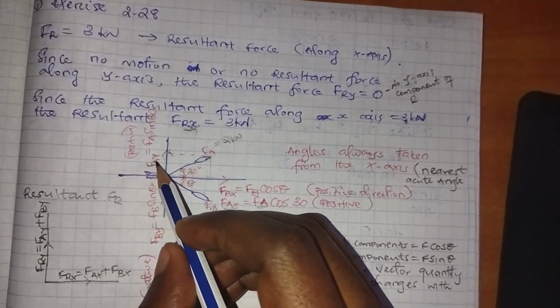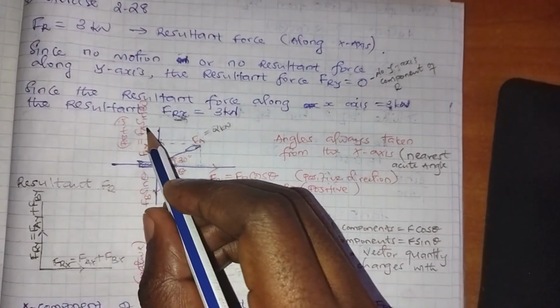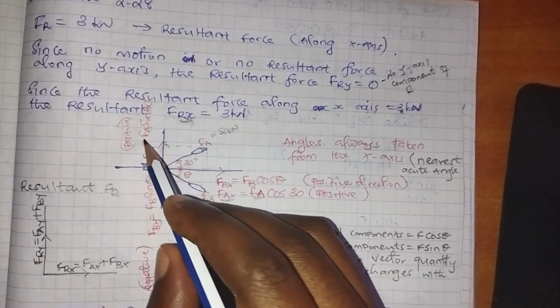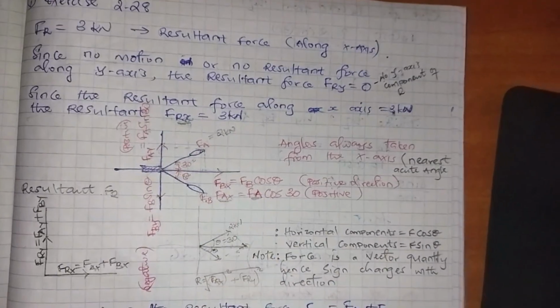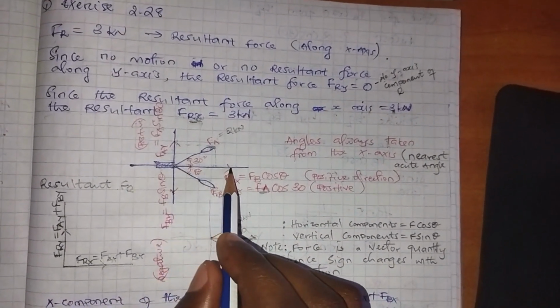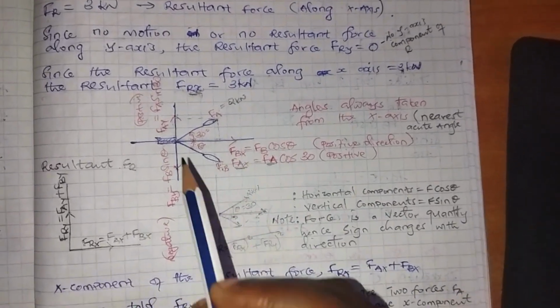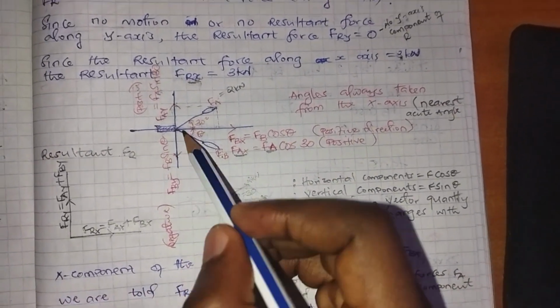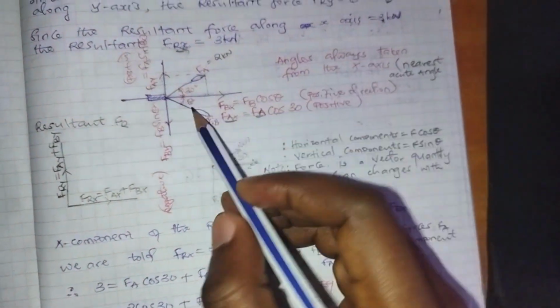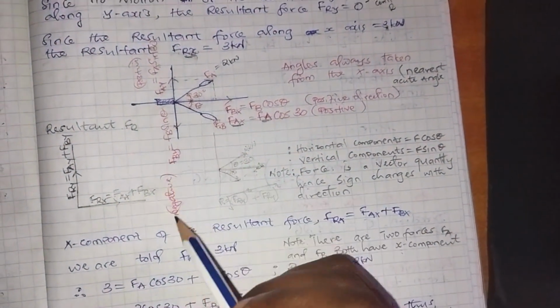So Fay is given by Fa multiplied by the sine of this angle, sin 30. I've said that is in the positive direction. But if you look at this one, it is pointing in the positive direction of the x-axis, and at the same time it's pointing in the negative direction because it is below the x-axis. So this side of the y-axis is negative. I've said here it's negative.